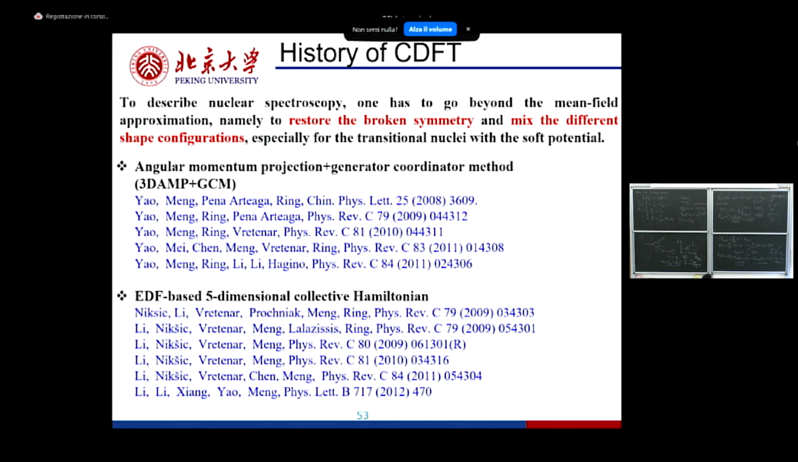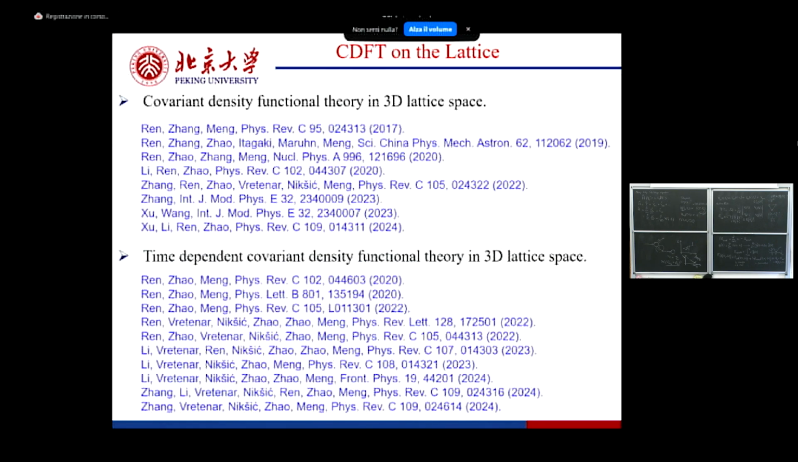This is done by angular momentum projection and the generator coordinate approach. And one simple version of this is based on the density functional theory, where the five-dimensional collective Hamiltonian could be developed. In such a way, all the collective Hamiltonians before were phenomenologically connected to the macroscopic approach. And then recently, fission is also a hot topic. Several of my students studied it a couple of years ago, in fact almost 7 or 8 years ago.